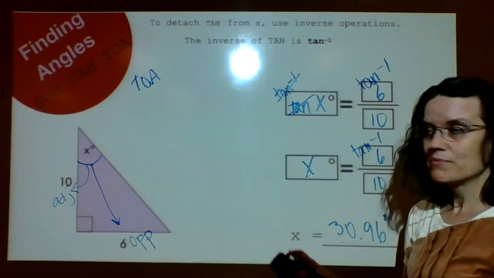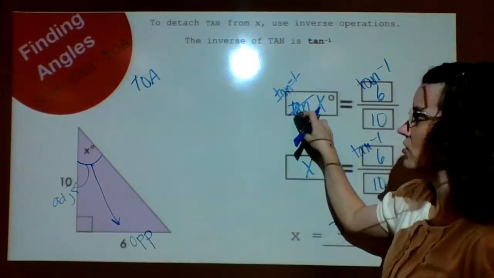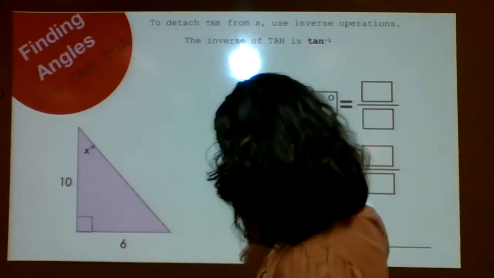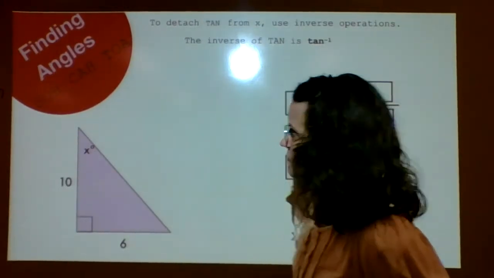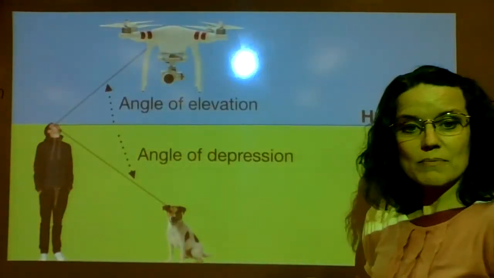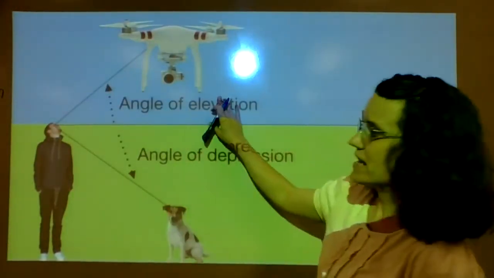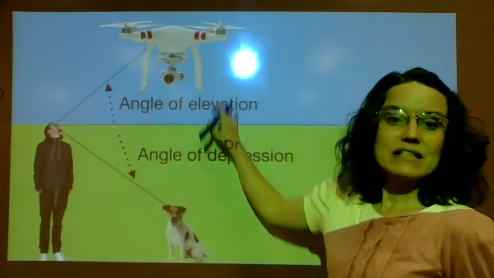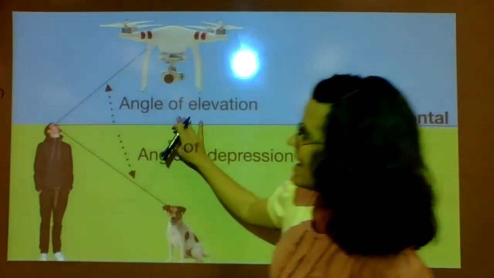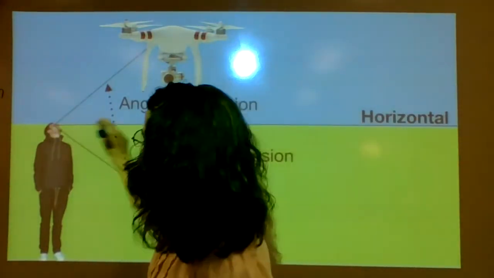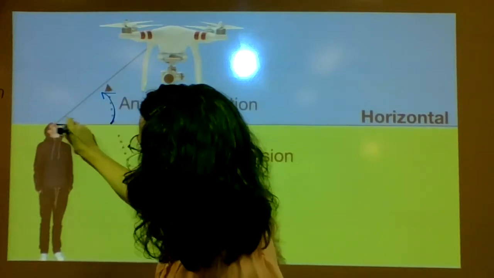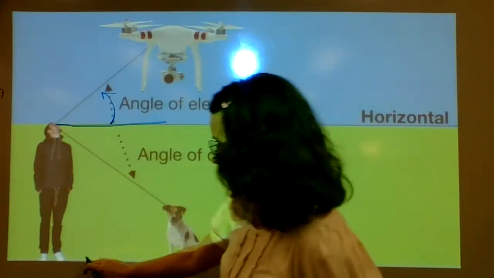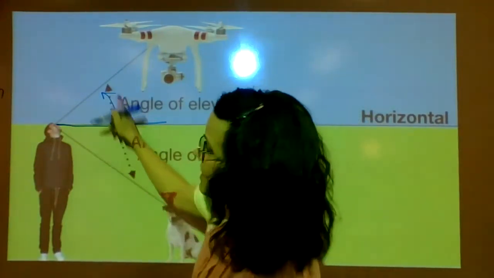So remember, to get any trig function off of your mystery angle, use the inverse trig function that goes alongside it. And so to go forward with this now, we're going to talk about, with word problems, angle of elevation and angle of depression. Since we're finding angles in triangles, this is a real-world application of that. An angle of elevation is the angle you look up from a horizontal surface. So maybe from the level of your eyes, maybe from the ground, but it's an angle looking up.